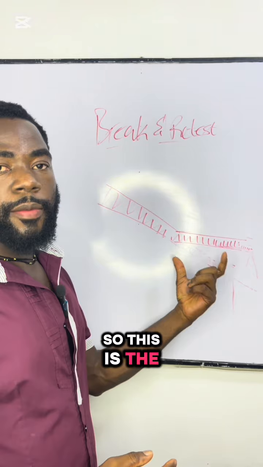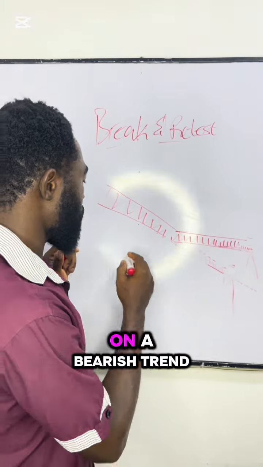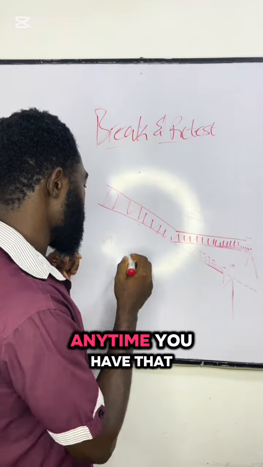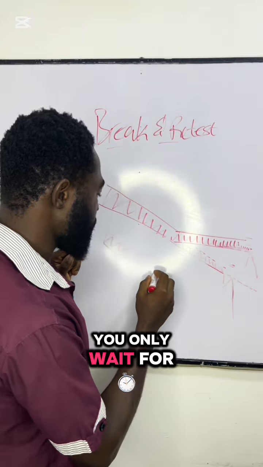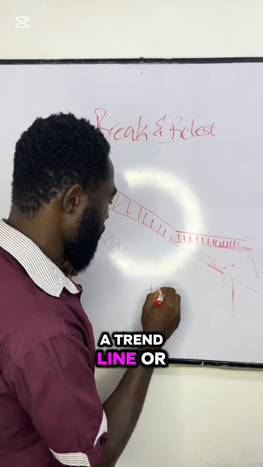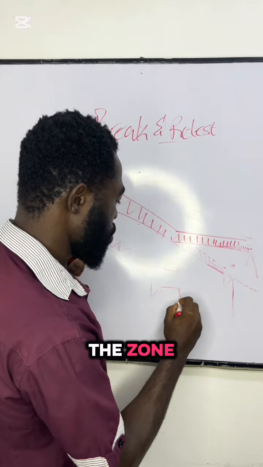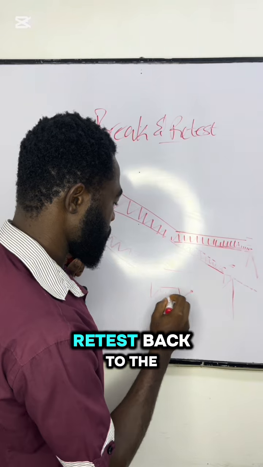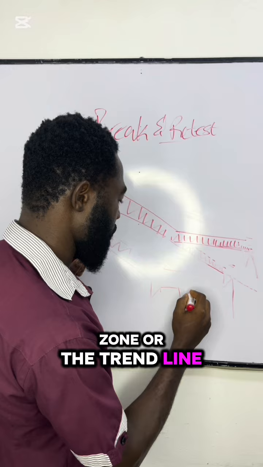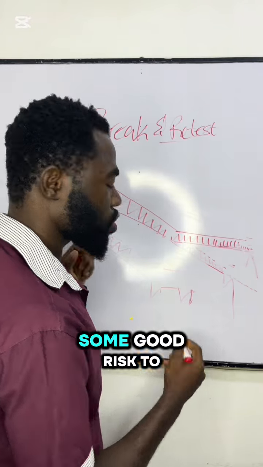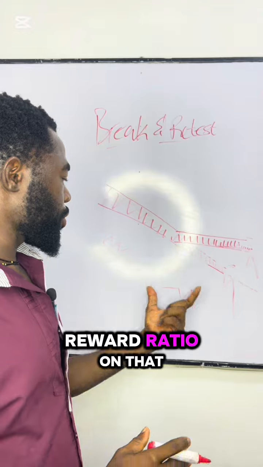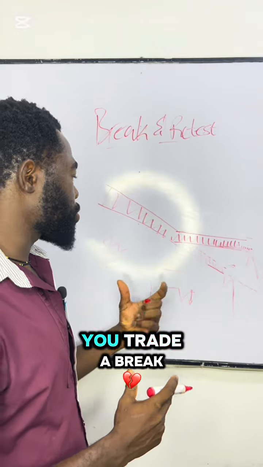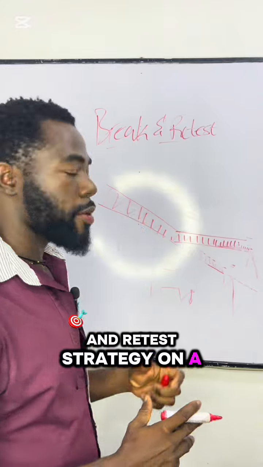So this is the break and retest strategy on a bearish trend. Anytime you have that, you only wait for a break below either a trend line or the zone. You wait for the retest back to the zone or the trend line. You take your sell with some good risk to reward ratio on that. So this is how you trade a break and retest strategy on a bearish trend.